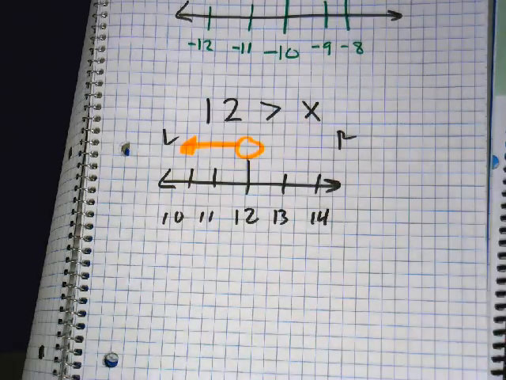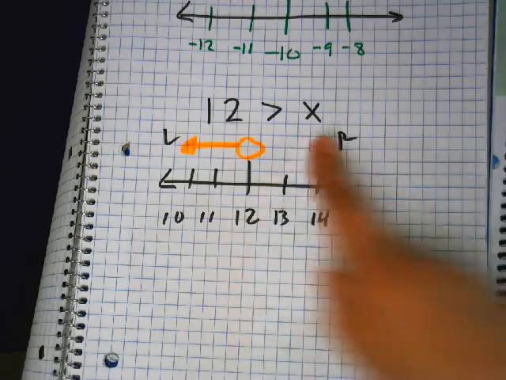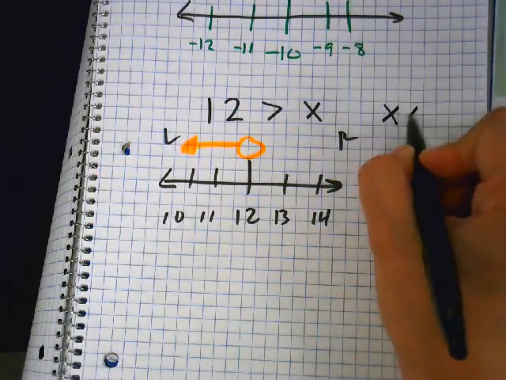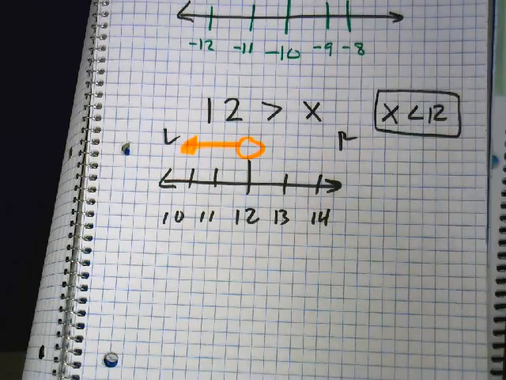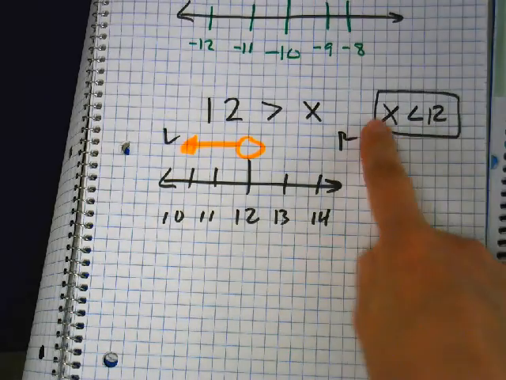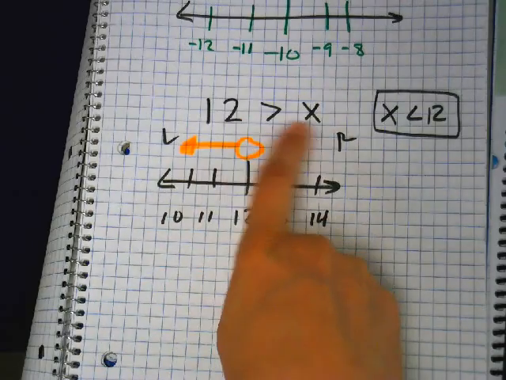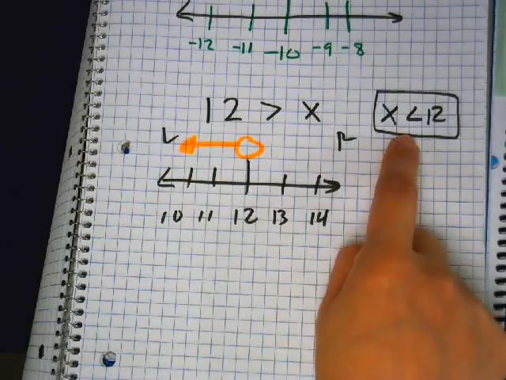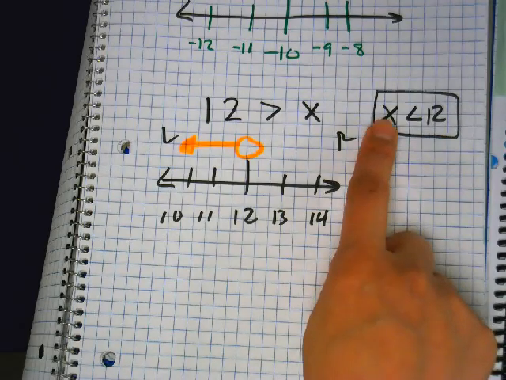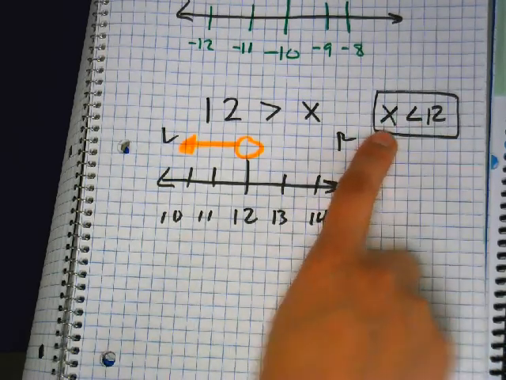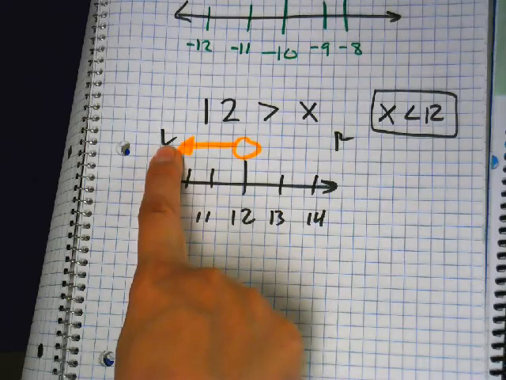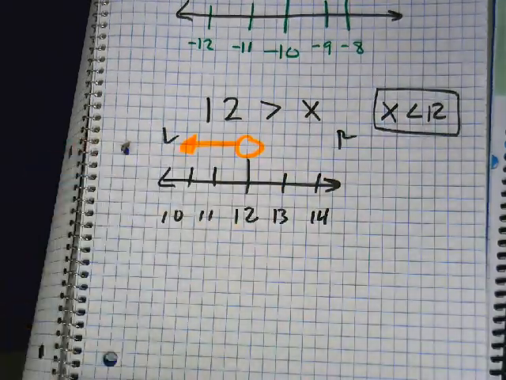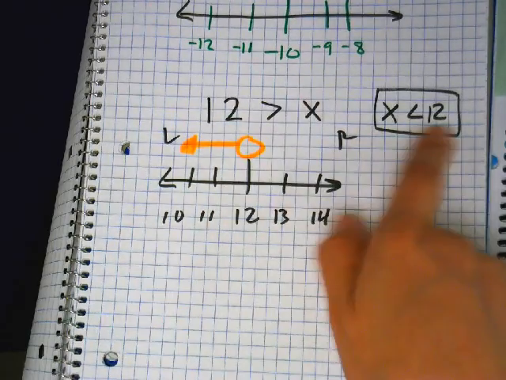Now, if you have this, you can switch it. You can rewrite it, and to me, this is easier. So if you're given this on the test, or on a worksheet, just rewrite it. Have your x in the front. It's so much easier. X is less than 12. Which numbers are less than 12? Oh, the numbers on the left. So you want to shade in that direction. So every time you see it backwards, just rewrite it.